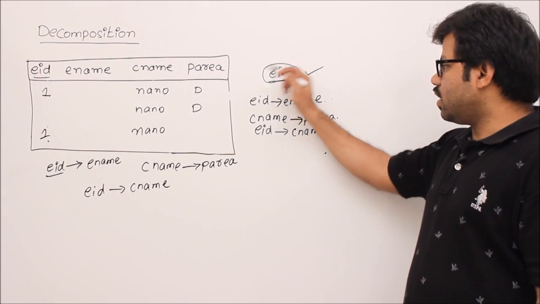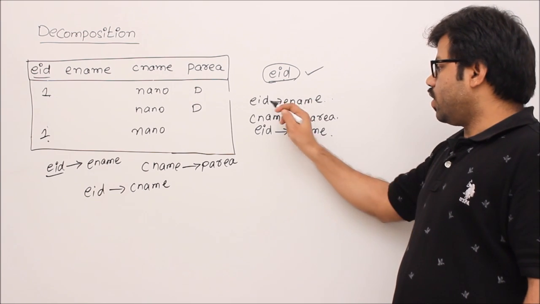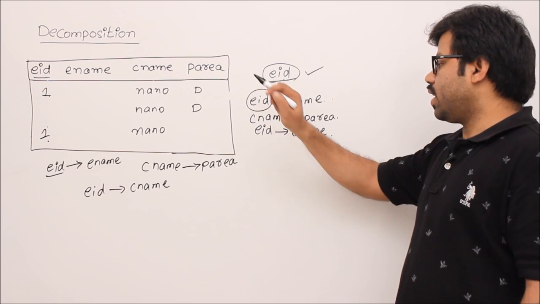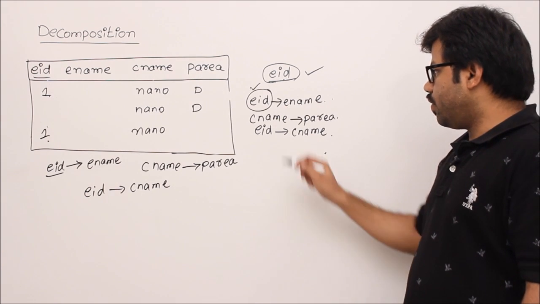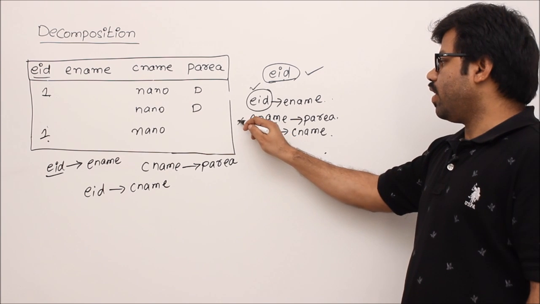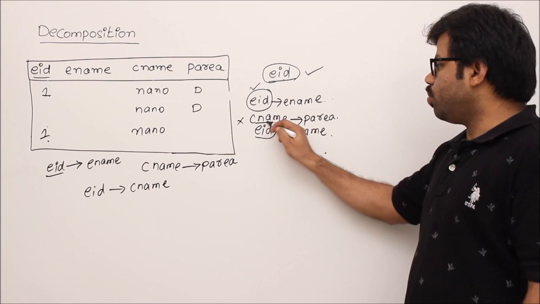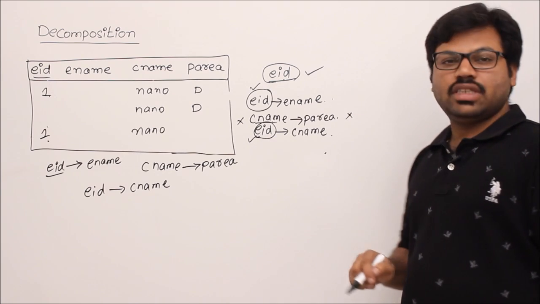Now we'll check whether this table is in BCNF or not. First, employee ID determines employee name. Employee ID is a super key, yes. So this rule satisfies BCNF. Now car name determines parking area. Car name, is it a super key? No, it's a violation. For the employee ID rules, employee ID is a super key, so they satisfy the BCNF condition. But this rule violates the BCNF condition.